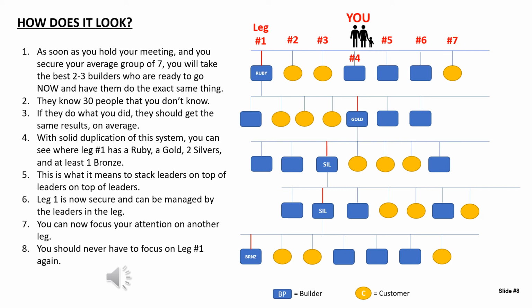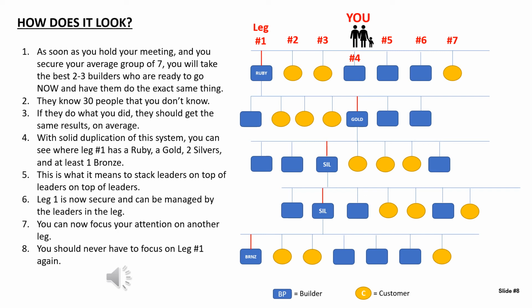All right, this is the last slide in the presentation, and we're going to talk about what it looks like to build a UniLevel and to stack leaders on top of leaders on top of leaders. As you can see, there's some blue squares and some yellowish orange circles. The squares represent a brand partner and the yellow circles represent a customer. So how does it look?